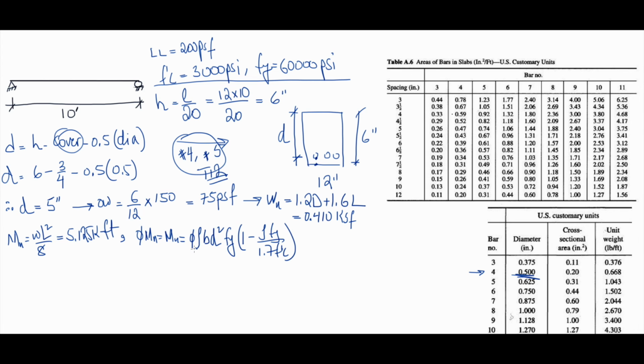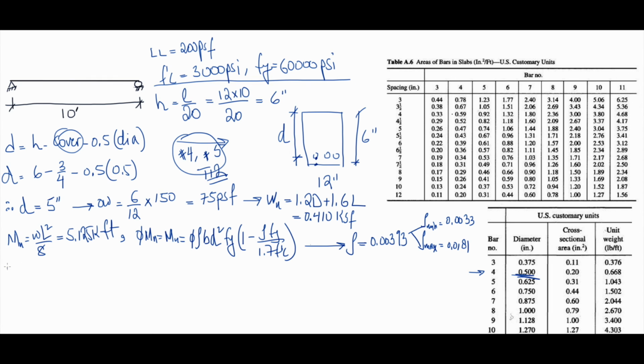Everything is known except rho. If you do the math, guys, you will get rho as 0.00393. If you compare it with rho minimum and rho maximum, we know from the previous presentations that rho minimum will be 0.00333 and rho maximum is 0.0181. So our rho fits between these two, so we are in tension control. Perfect, everything is okay.